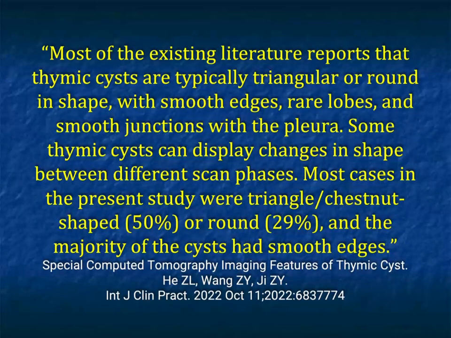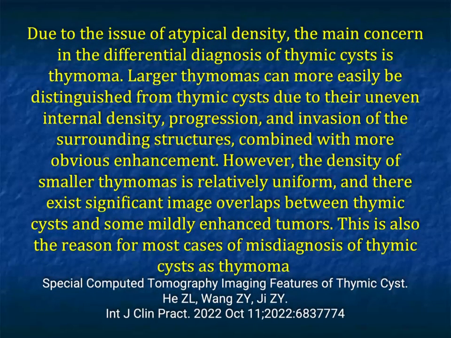So as we look further, this article by He also makes the point, most of the existing literature reports that thymic cysts are triangular or round in shape. My experience is typically they're round. They can be very cystic, but sometimes they're simply soft tissue density. No one has really super large series, which is why it's very variable. I think also they change over time, so depending when you scan the patient, at what age, it may look a little bit different. And again, the main concern is a differential diagnosis of thymic cyst and a cystic thymoma.